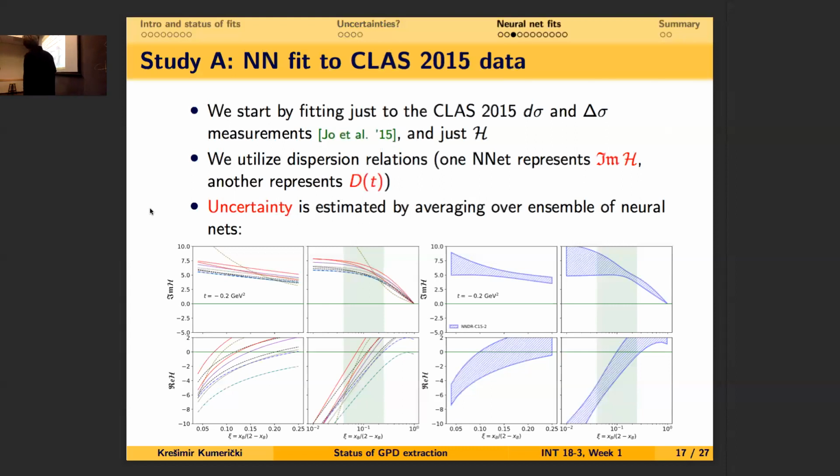We will utilize dispersion relations. Uncertainty is estimated by just averaging over an ensemble of the neural nets. We fit an ensemble of neural nets, many of them, and this is for example how it works.